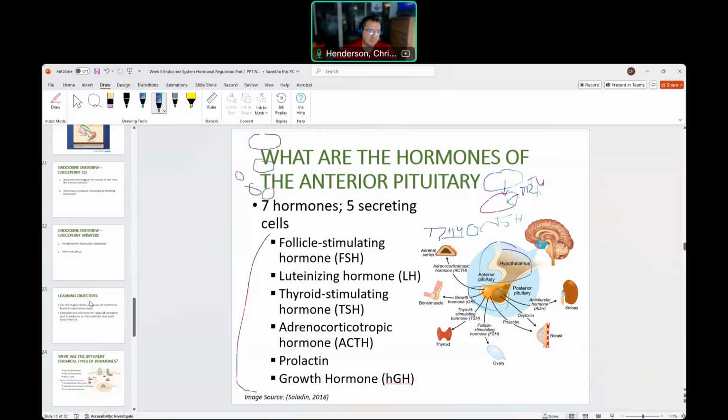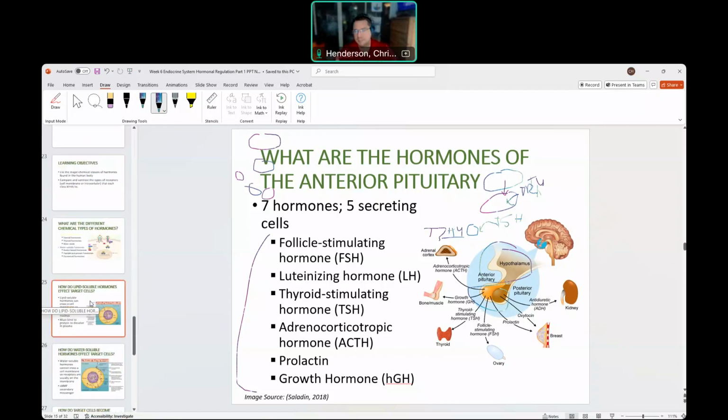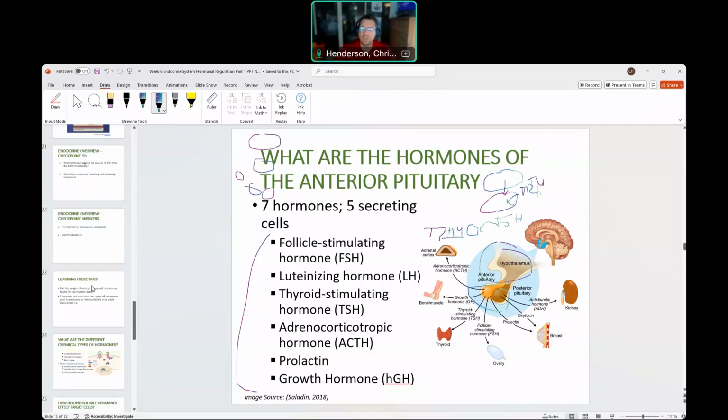Then the last part is what is the difference between lipid soluble and water soluble? There's two different parts to it. One is transport through the blood. Two is what happens when it gets to the cell membrane. Can it go in, or does it have to use a receptor on the outside, a secondary messenger? You can do those things in this chapter, you're going to be great.